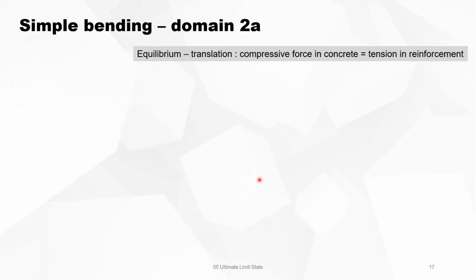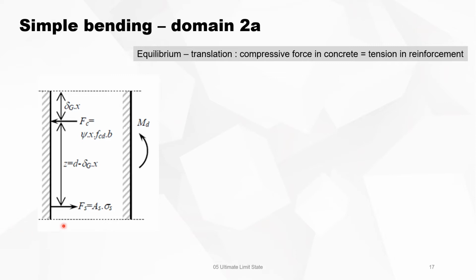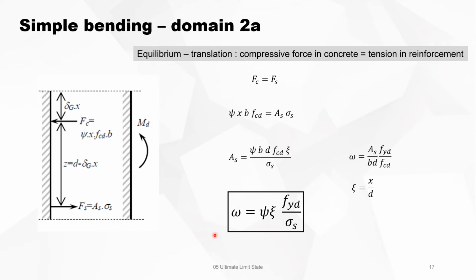Next is the equilibrium. An equilibrium in the translation direction. The compressive force in the concrete must equal the tension force in the reinforcement. If we take now the compression force, Fc must be equal to Fs, and Fc we know now is the filling coefficient times xb FCD equals the force in the reinforcement, which is the total area of reinforcement multiplied by the stress. We can regroup this equation and take As out of it. We use the dimensionless unit omega and xi, and if you substitute it, then you have the relationship omega is psi xi FCD divided by sigma s.